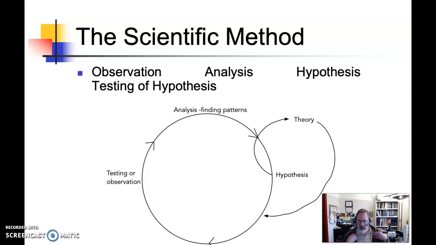So, sort of a diagram of what's happening with science. You have some sort of test or observation. And then you take these tests, these observations, and you try to find some sort of pattern. You see the sun rises in the east every day and sets in the west. And then pretty soon you see a pattern. It always rises over here, sets over there. And then you start to get some analysis. It's going to keep on doing that.